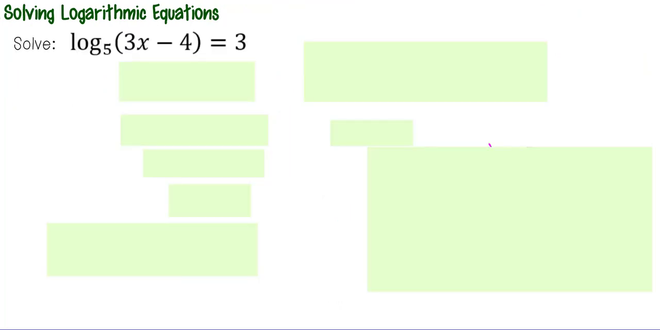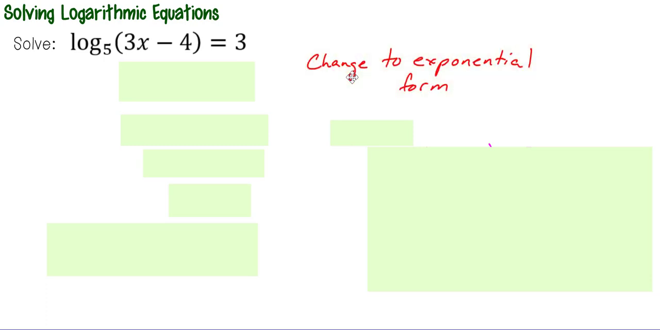So let's look at another example. Let's look at log base 5 of 3x minus 4 equals 3. So we're going to solve this like an equation. And first thing we need to do is change it to exponential form. And like I said, remember exponential form is where y equals log base a of x becomes x equals a to the y.